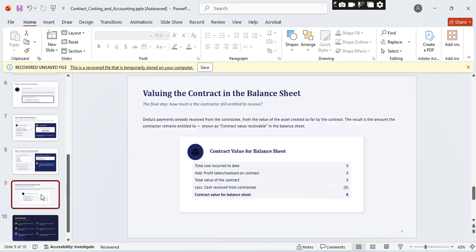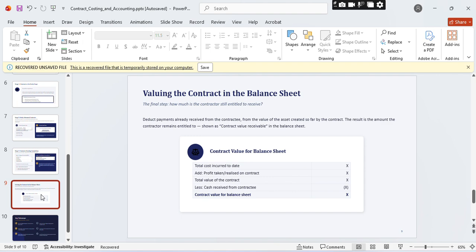So let's look at valuing the contract in the balance sheet. Okay, this is the final step. How much is the contractor still entitled to receive? Now, deduct payments already received from the contractee from the value of the asset created so far by the contract. The result is the amount the contractor remains entitled to, shown as a what? A contract value receivable in the balance sheet. Okay, this is the value receivable in the balance sheet.